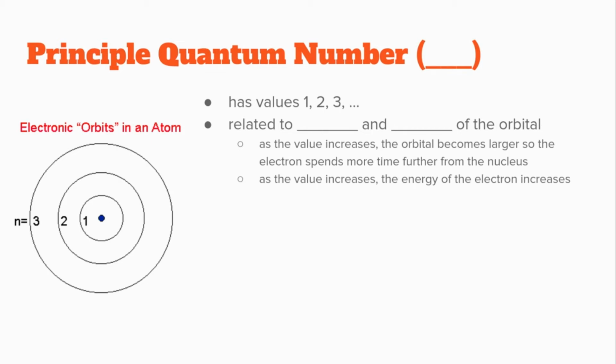So this is related to the size of the orbital and the energy of it. So the bigger the number, the larger the orbital is. And so that electron will spend more time further away from the nucleus. It'll also have more energy because it requires the electron to have more energy in order to be further away from the nucleus.